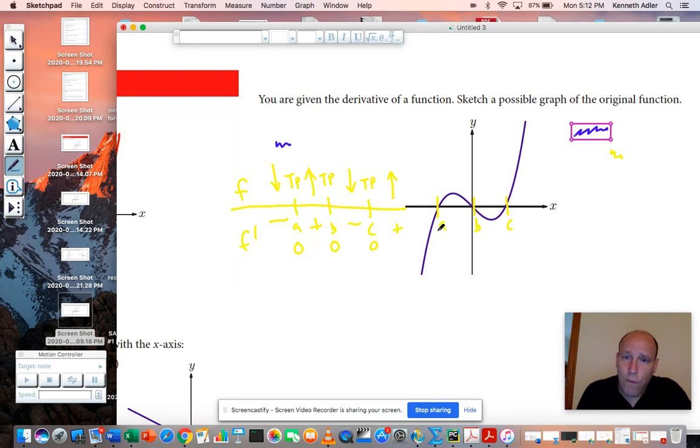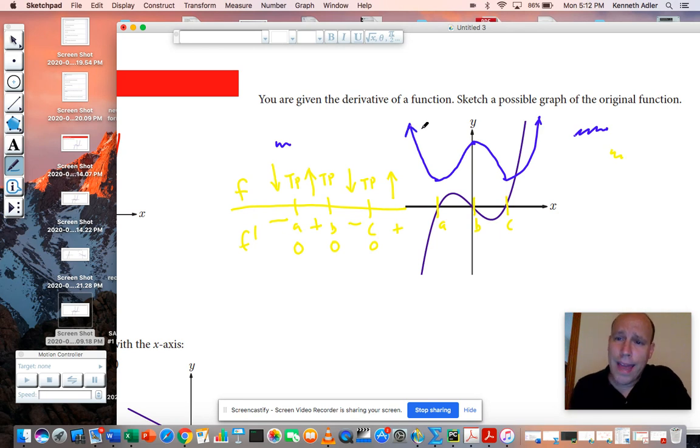Okay, so let's see. The function was decreasing, turning point, increasing. At B, there's a turning point. Decreasing. At C, there's a turning point. And it's increasing again. A couple of things. I really don't know if it's this high up or if it's this low down. Also, I don't know that the turning points of A and C are the same. I just know right now, the first day of calculus, there's a turning point at A and C and B, and that it's decreasing, increasing, decreasing, increasing. That's it. That's all I know.